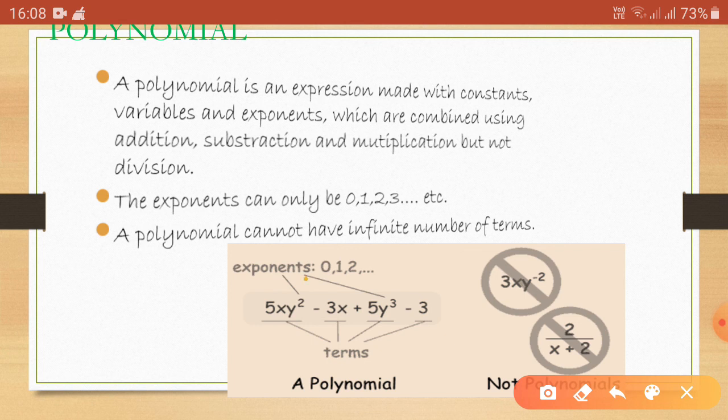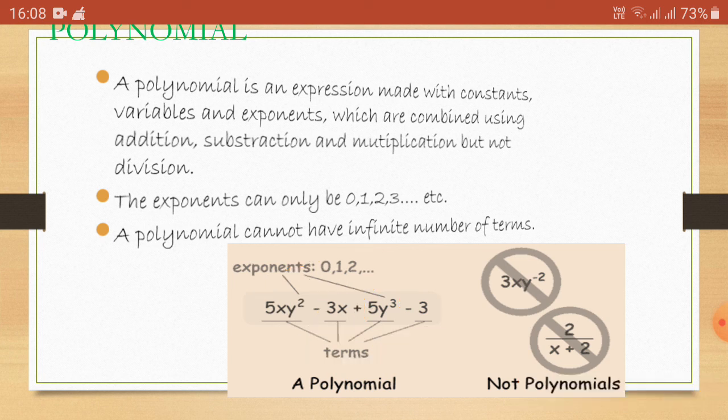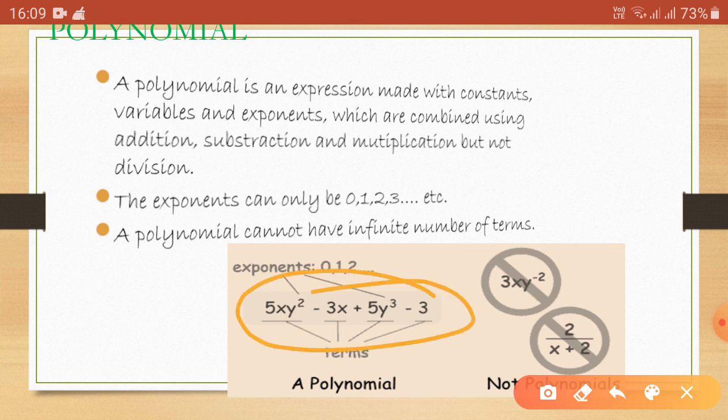Okay, so these are known as the terms, and all the terms are combined using addition, subtraction, and multiplication, but not division. Okay, so it looks like a polynomial because it holds all the properties of the polynomial. So here 3 is the constant, and x, y are known as the variables here. So it is a basic example of a polynomial.